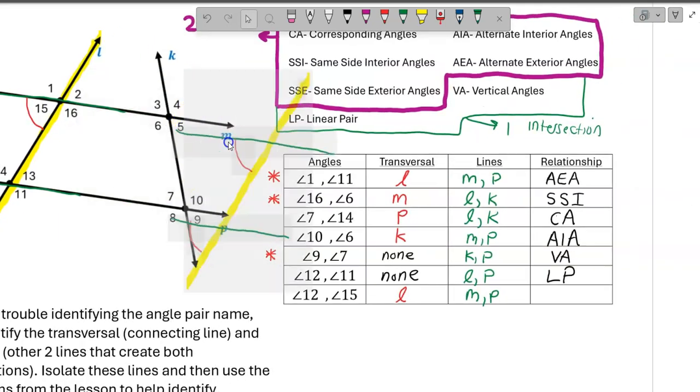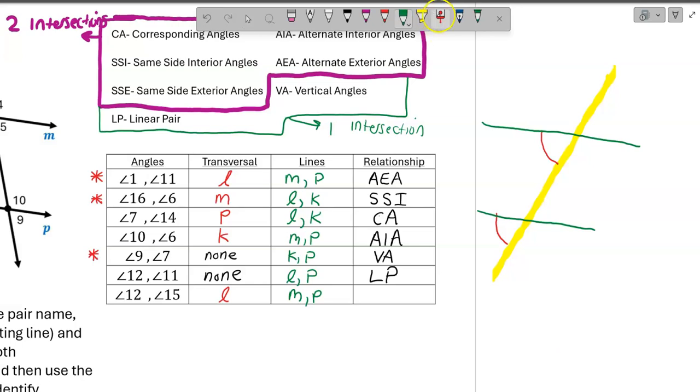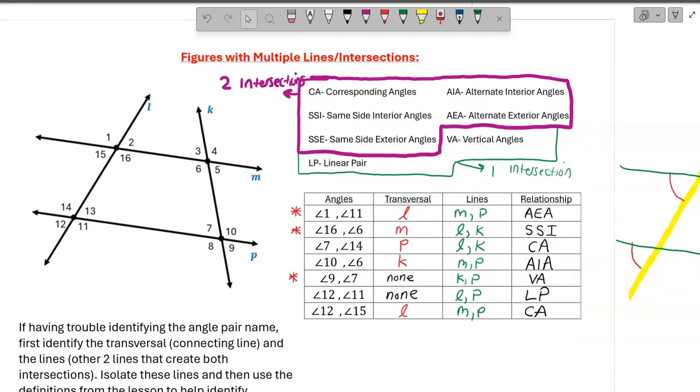But if you need to, what I'm showing you here is to move this off to the side, look at it in an isolated environment. We can see that these are both located in the bottom left quadrant of these intersections. They are in the same relative position with each other, which makes this last example, once again, corresponding angles.